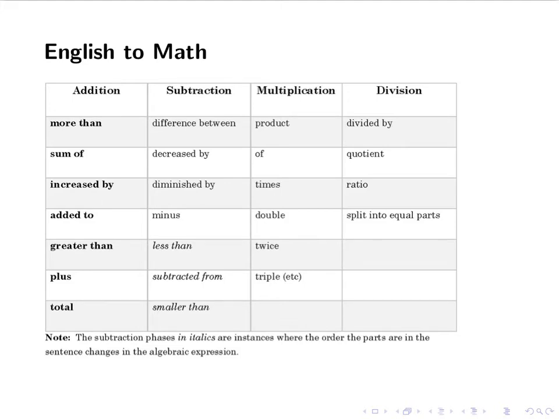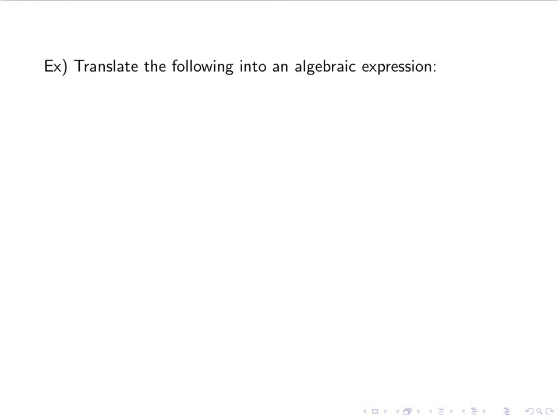Right, so you're going to see those words a lot. There could be some other ones too, but hopefully it's fairly easy to determine which of the 4 major operations they are. So we're going to go through some examples. Translate the following into an algebraic expression. The sum of 3 and a variable.